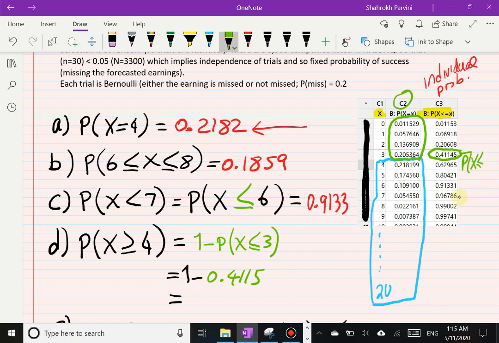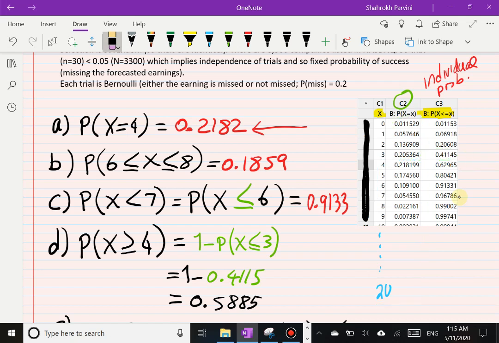That's x less than or equal to 3. And then by subtraction, we're going to get the answer to this one. It's going to be 0.5885. So the probability is almost 60% that at least 4 of them will miss. Okay, so hopefully you followed this work that we did.